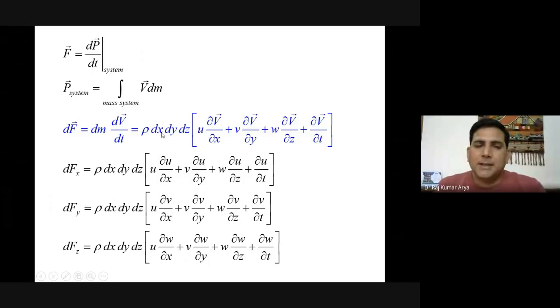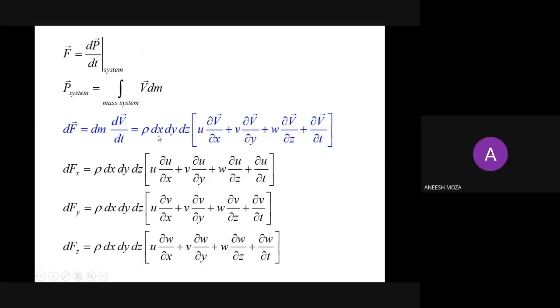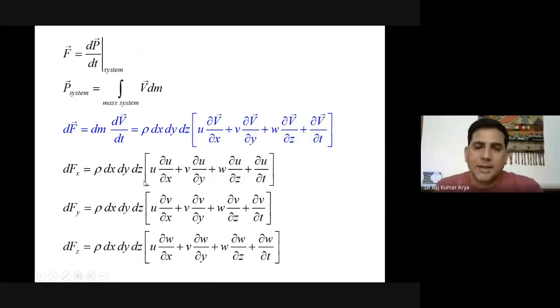This dm is fine to you? dm is the differential volume, dx dy dz, multiplied by density, is the differential mass. Is that fine to you? Yes, sir. Now from here, I wrote for x. So in the x case, you have the velocity vector. If I write this velocity vector in direction x, I will get the x-direction component of velocity. So in all velocity vectors, I just put u here, u here, u here, u here. So this is my net force only in direction x.